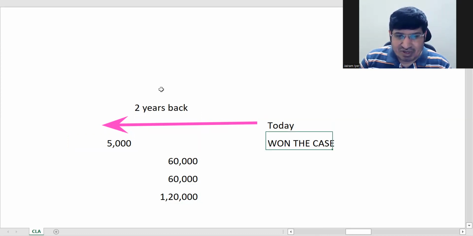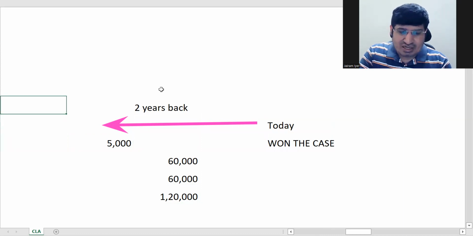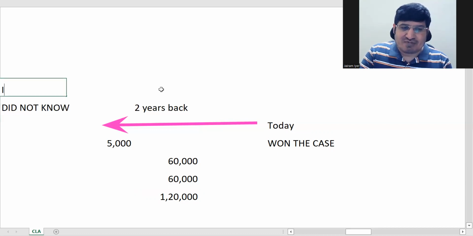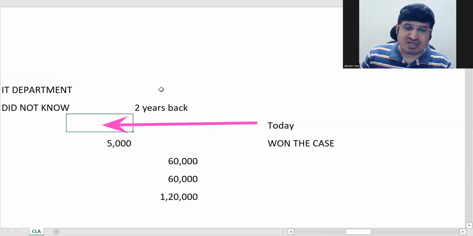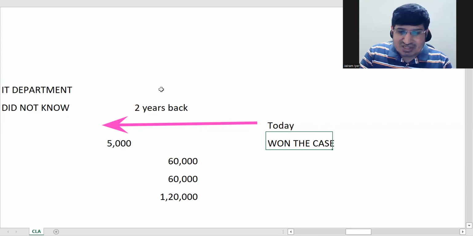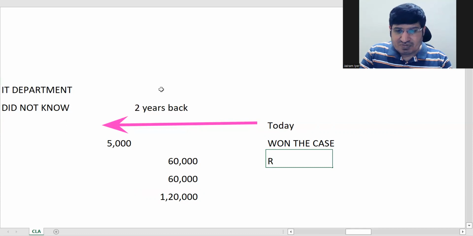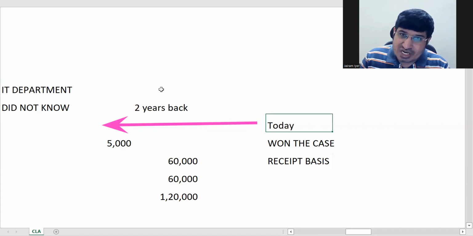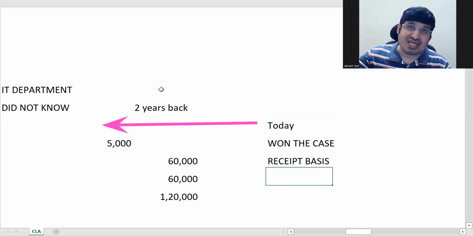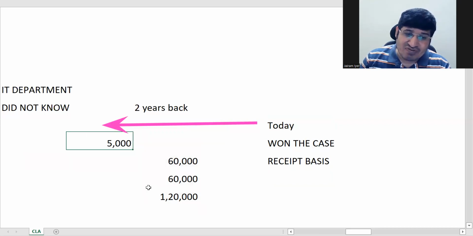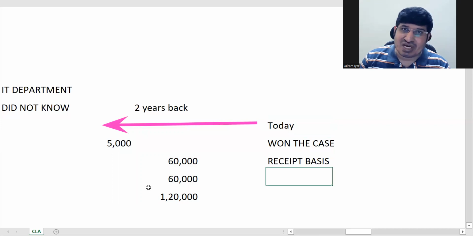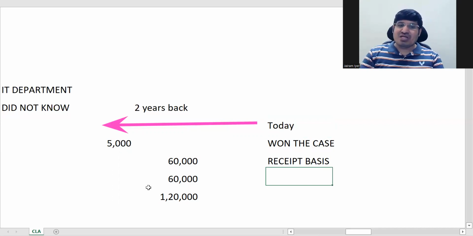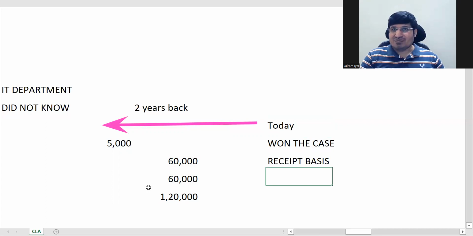At that point of time, 2 years back, you did not know, and the income tax department did not know whether you would get this or not. Such salary is taxable on receipt basis after you win the case. So this 1,20,000 will be taxed today when you get it. Technically it should have fallen due 2 years back, but because at that point nobody knew whether you would get it or not, such arrears of salary is taxable on receipt basis.